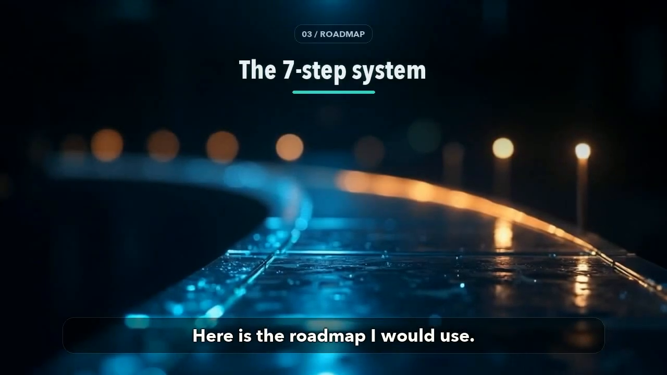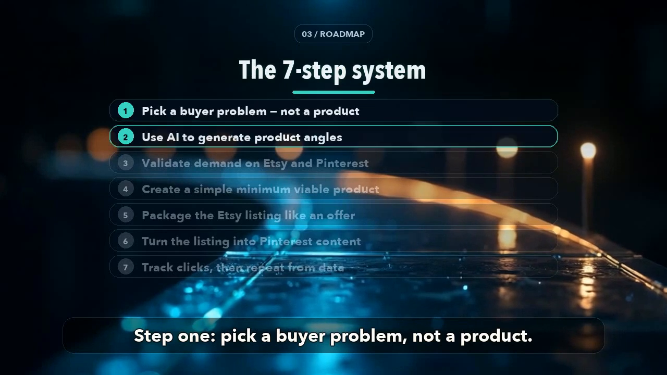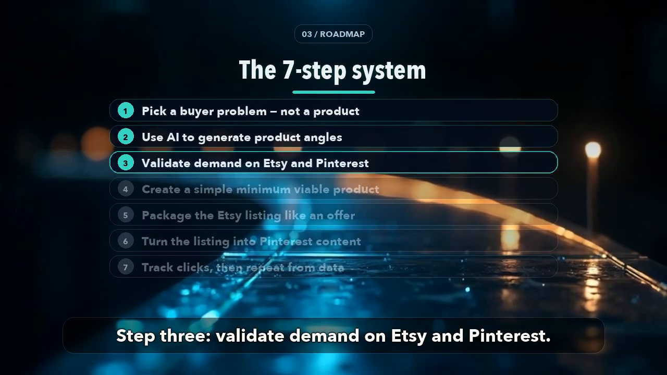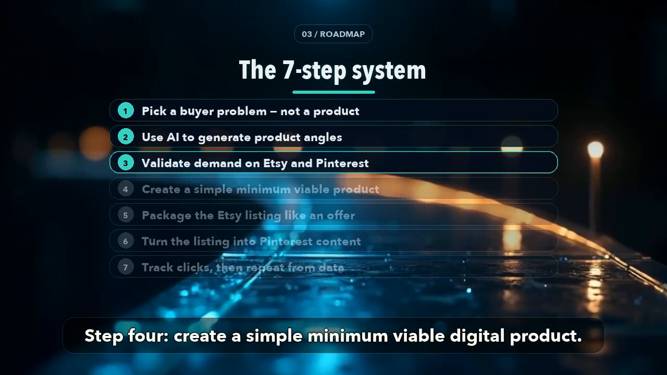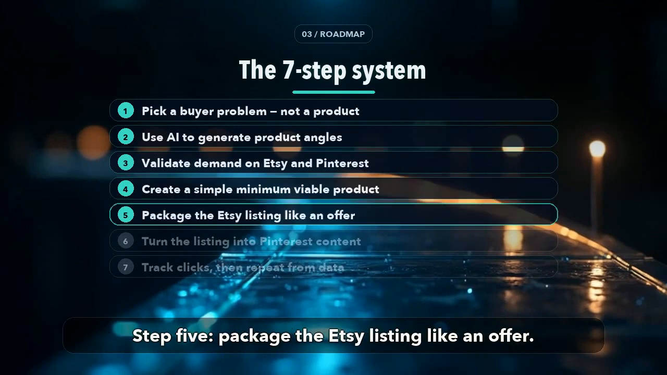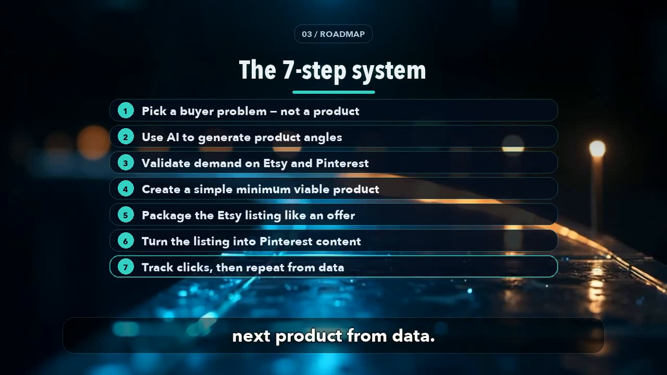Here is the roadmap I would use. Step 1. Pick a buyer problem, not a product. Step 2. Use AI to generate product angles. Step 3. Validate demand on Etsy and Pinterest. Step 4. Create a simple, minimum viable digital product. Step 5. Package the Etsy listing like an offer. Step 6. Turn the listing into Pinterest content. Step 7. Track what gets clicks, then make the next product from data. Let's go step by step.